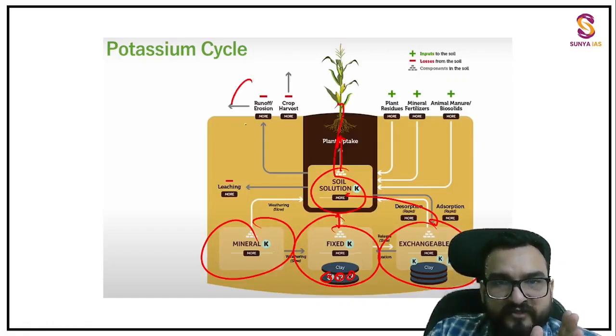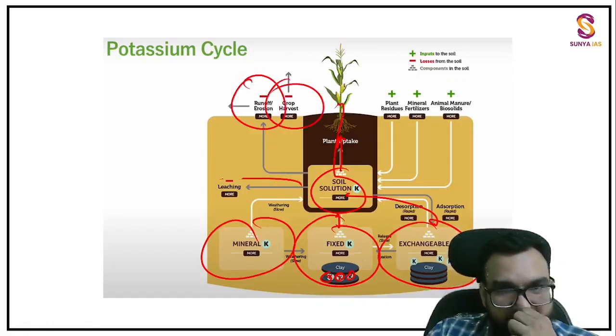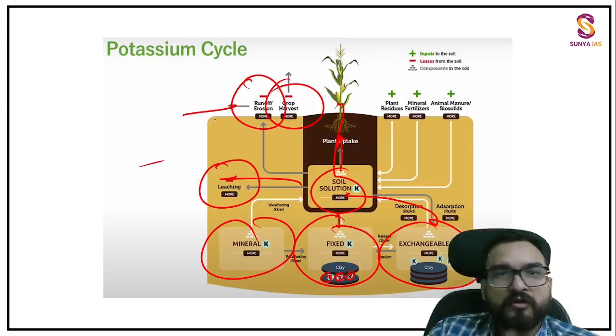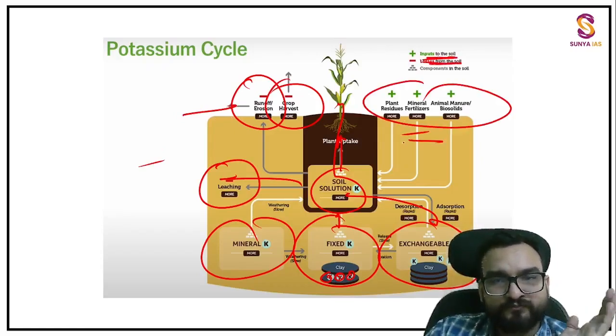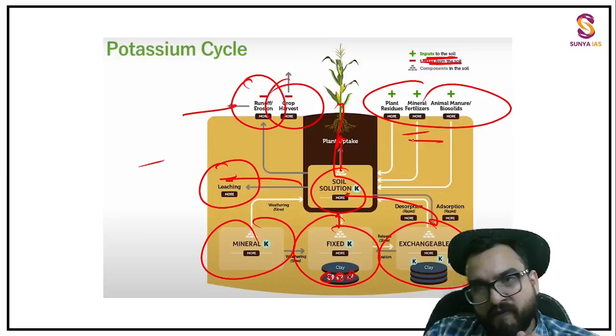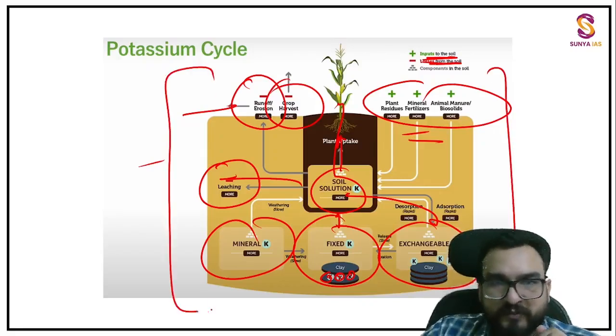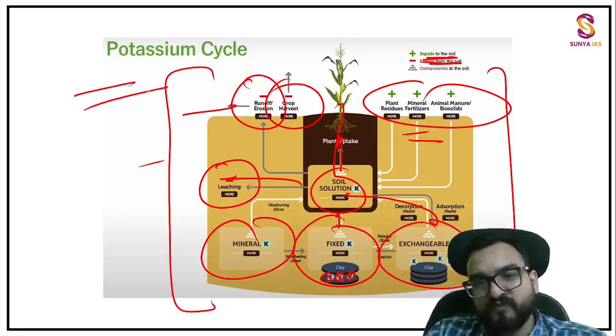Going to the soil solution, the plant will take it up. Sometimes runoff and crop harvest will remove it, and leaching will be happening. This is also how potassium is being taken out from the soil. So losses over here you will be seeing, and inputs over here you are seeing in this form. Very easy to understand, guys. Okay, so this chart you have to remember in the potassium cycle. Okay, guys.